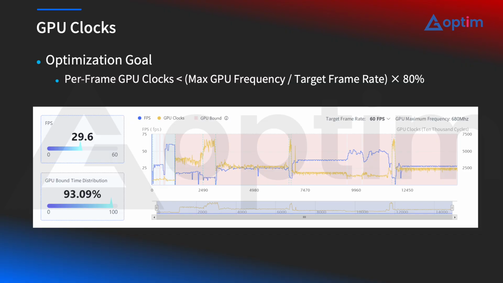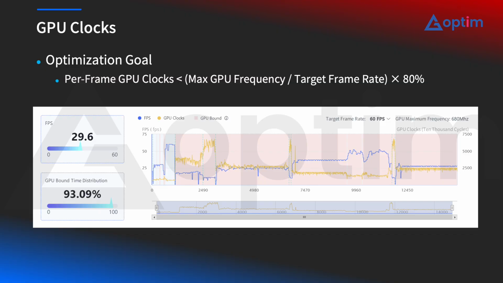Based on this relationship, we can derive an empirical formula for GPU pressure budgeting. We multiply by 80% because we do not want the GPU to operate at full load for extended periods. So in practice, we try to keep per-frame clocks less than or equal to maximum frequency divided by target FPS multiplied by 80%. In this way, while still achieving the target frame rate, the GPU will not stay in an extreme load state. Typically, it will stay around 80% utilization, which is more favorable for power consumption and thermal control.